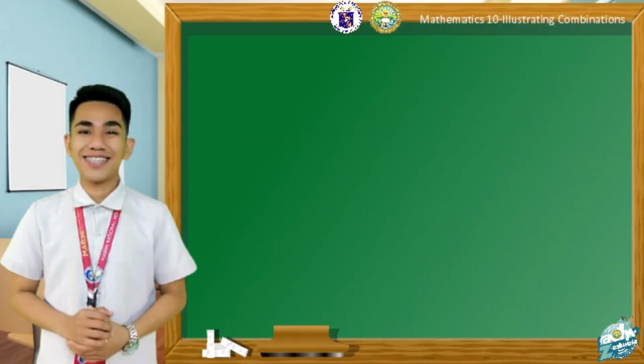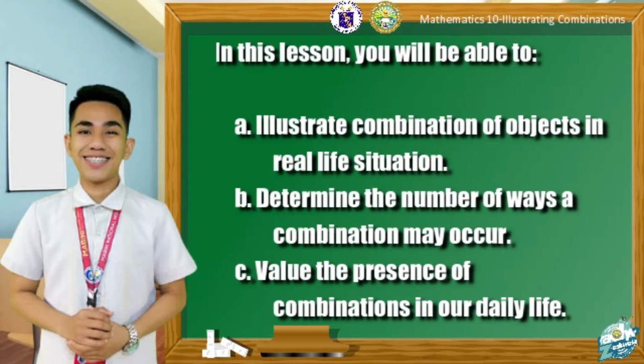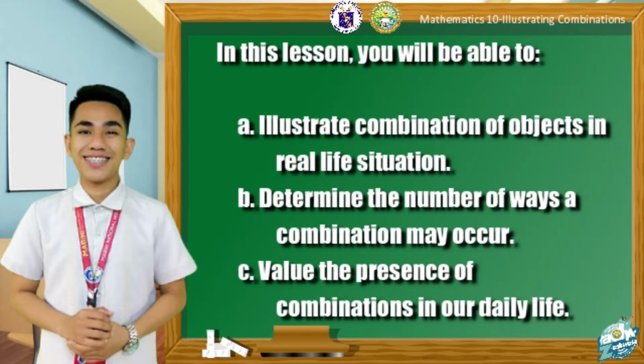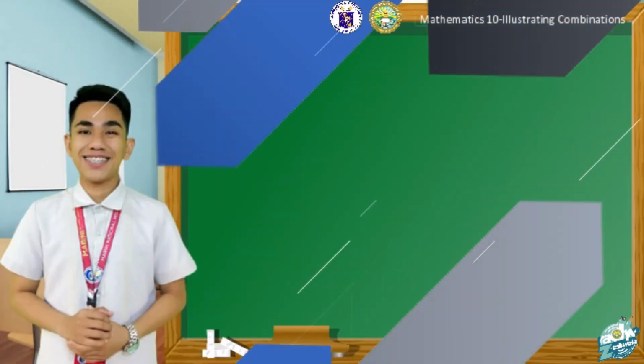As we go through our lesson this morning, these are the things we expect to learn. In this lesson, you will be able to: A. Illustrate combination of objects in a real-life situation. B. Determine the number of ways a combination may occur. C. Value the presence of combinations in our daily life.